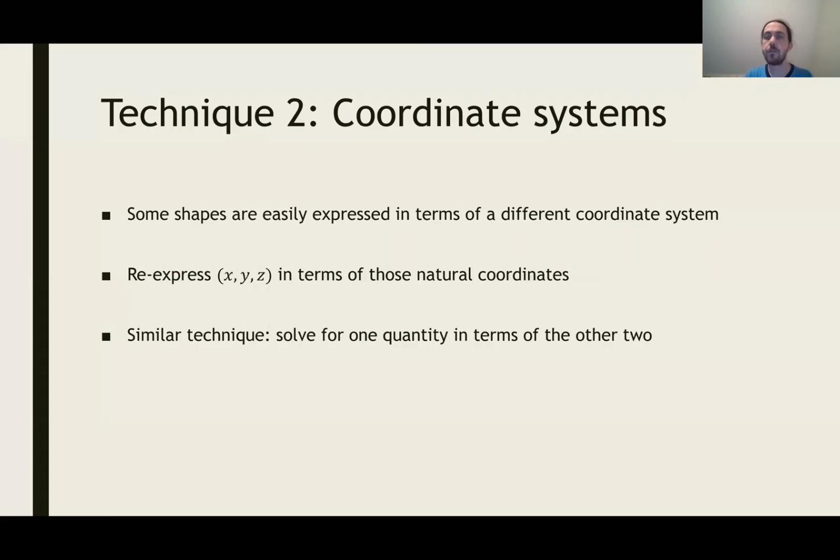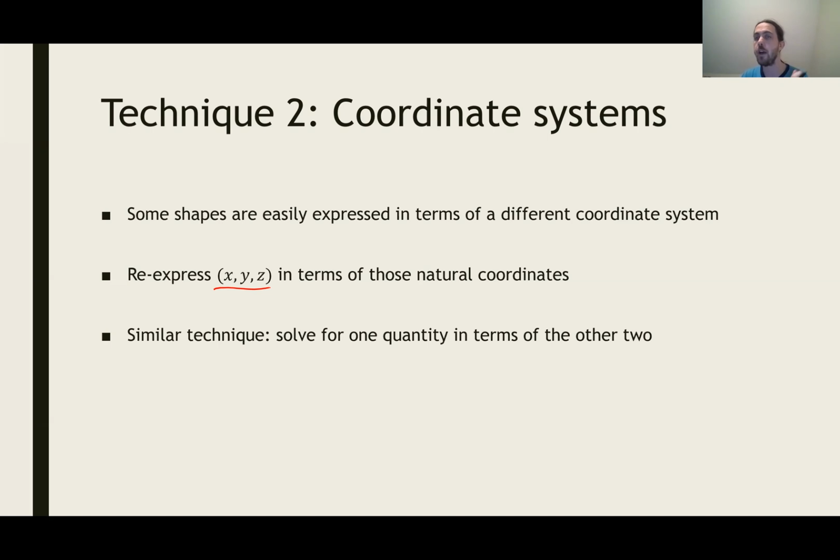Our second technique for finding parametrizations is to use special coordinate systems. There are a lot of shapes that look really nice in cylindrical coordinates or look really nice in spherical coordinates, and so we can very naturally use those. In those coordinate systems, we have formulas for what X, Y, and Z are. We can re-express our shape in terms of those coordinate systems, and then we do the same thing.